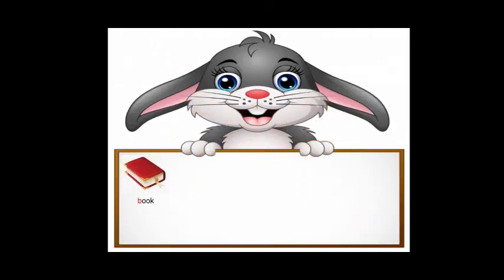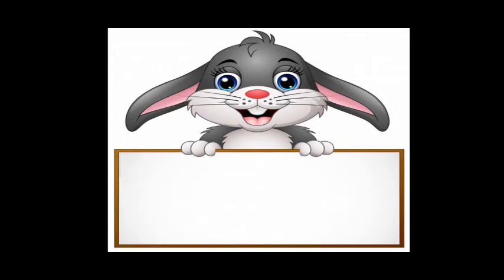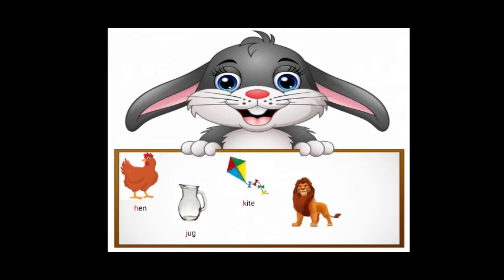Some words that start with some consonants: book, cat, duck, frog, goat, hen, jug, kite, lion, mango. You can find some more words, vowels and consonants.